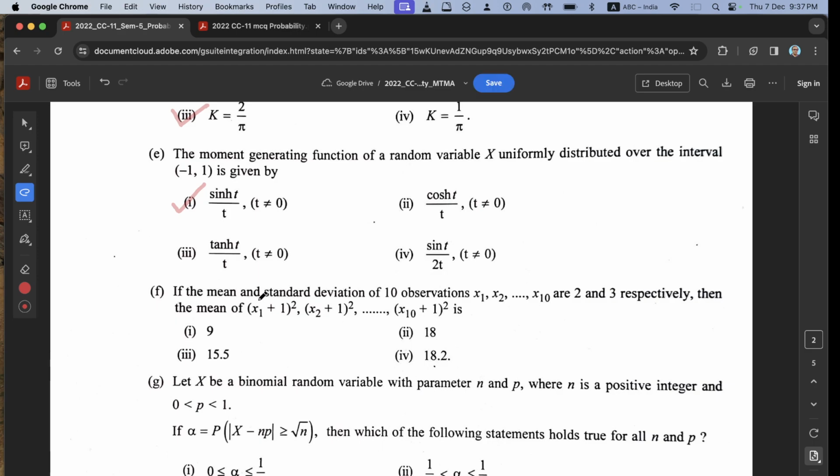Question A. If the mean and standard deviation of 10 observations x1, x2, ..., x10 are 2 and 3 respectively, then the mean of (x1+1)^2, (x2+1)^2, ..., (x10+1)^2 is what?